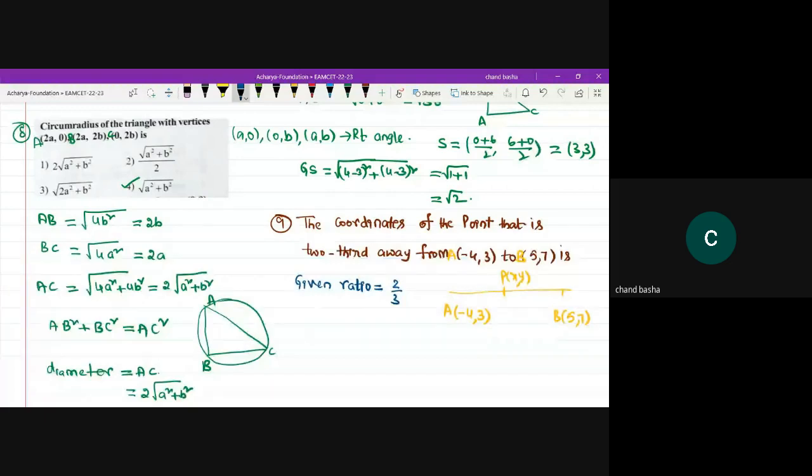2/3 away means it is 2/3 and the remaining is 1 divided by 3. Out of the three parts given to you, 2/3 and 1/3. So your ratio will be what? Clearly he has given the point P, which is 2/3 from A to B, and the remaining is 1/3. Your ratio will be 2:1.